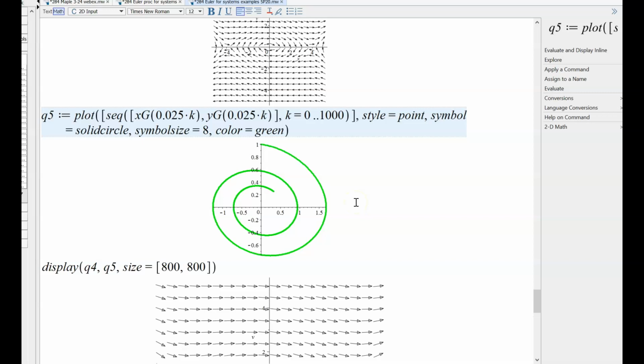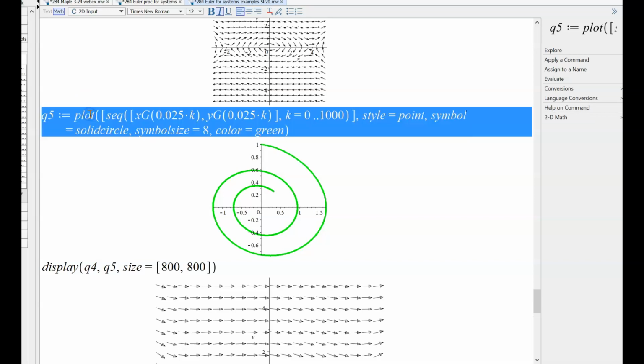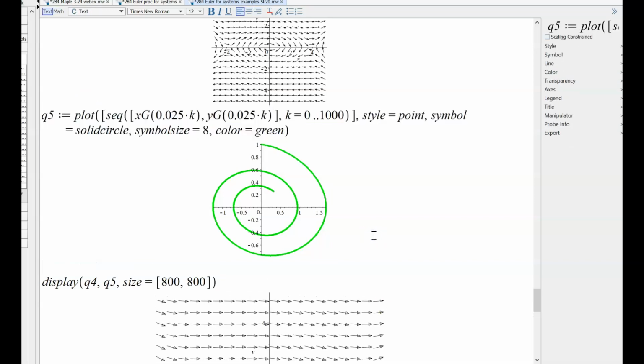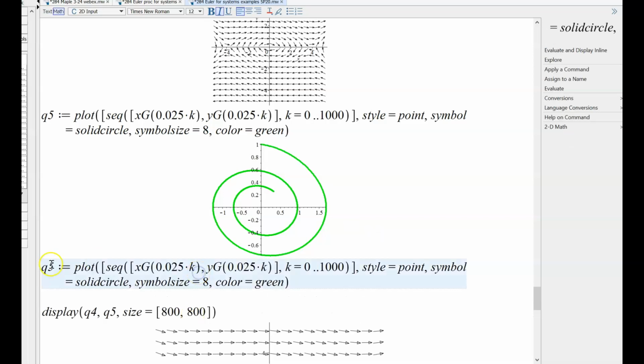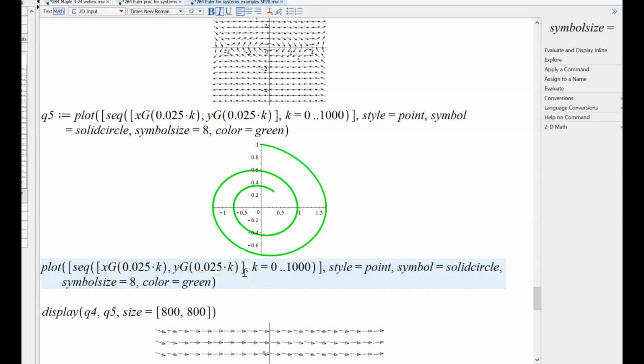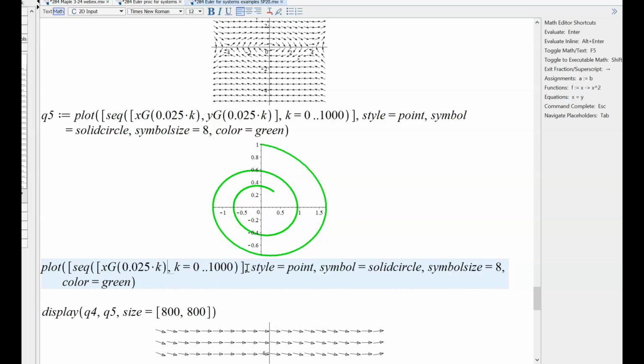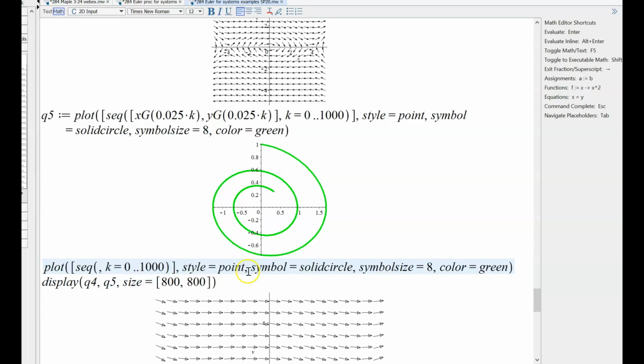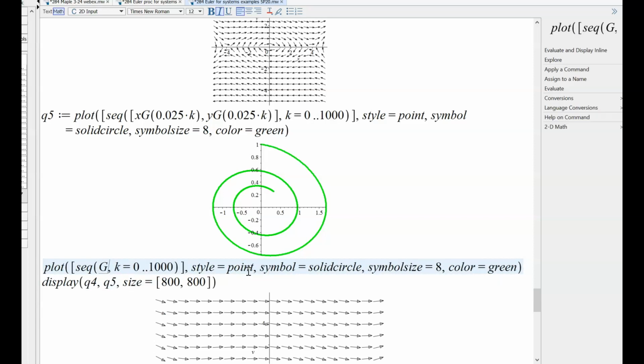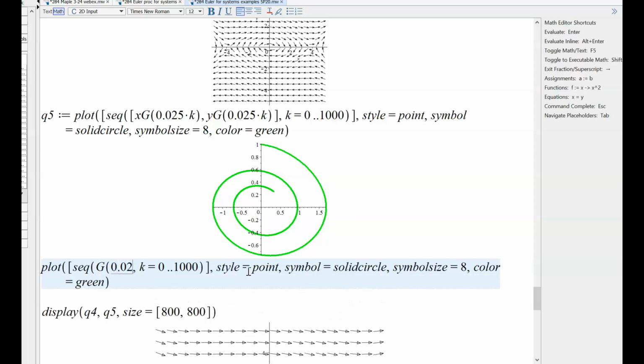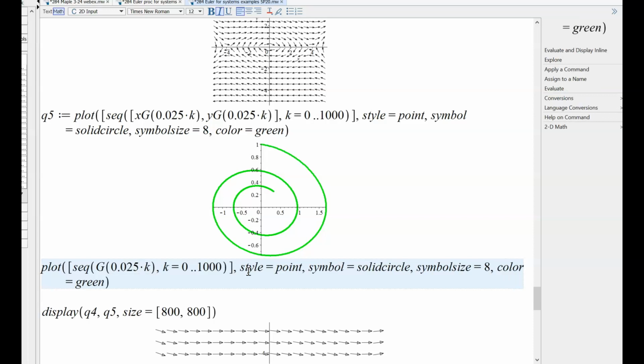So that's one way to do it. Let me just do it the other way to show you the difference. I'm just going to copy this down below and paste it. I'm not going to bother giving it a name, but let me show you the difference. Instead of plotting these inside the sequence as an ordered pair with the x approximate and the y approximate, we could have just done capital G of 0.025 times K. Because what does G spit out? G spits out an ordered pair. So this is going to give me the same exact graph as I had before.